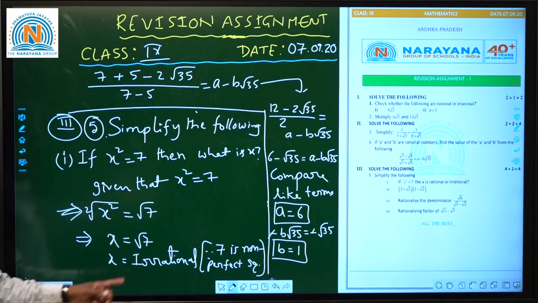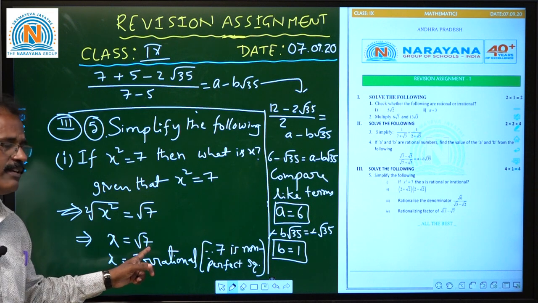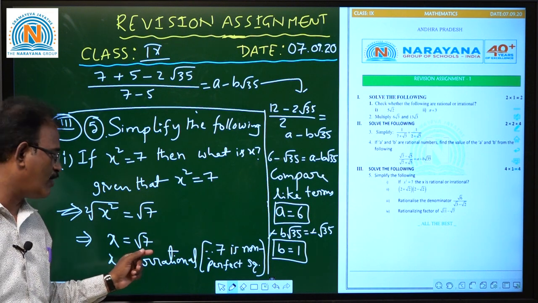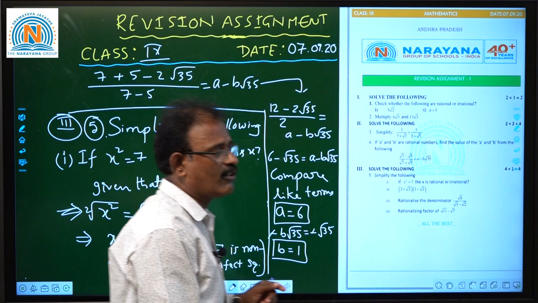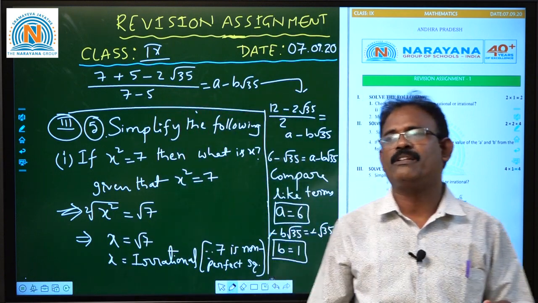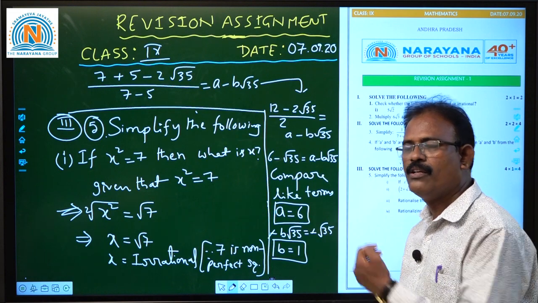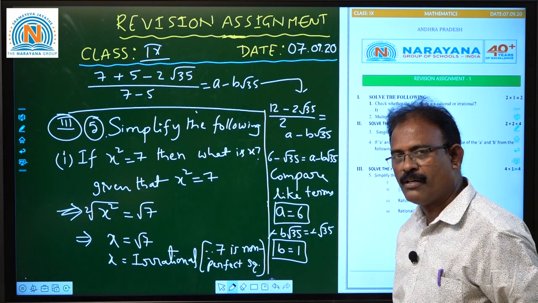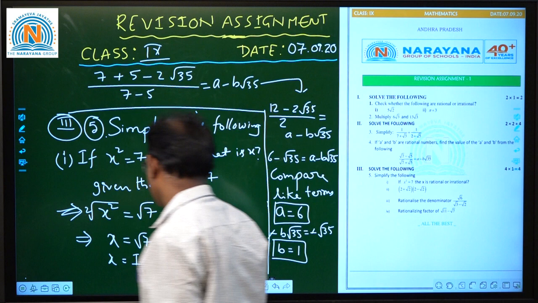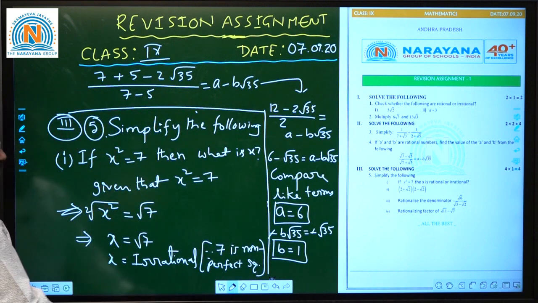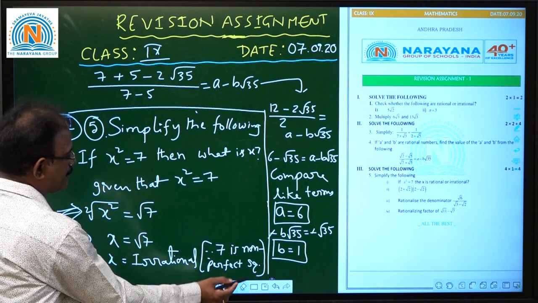7 is a non-perfect square. As 7 is a non-perfect square, we cannot take it out from the square root. When you are unable to take it out from the square root, you cannot express it in the form of p by q. When you are unable to express it in the form of p by q, it is an irrational number. It's an irrational number, children. Okay, so this is about the first one of the fifth one.